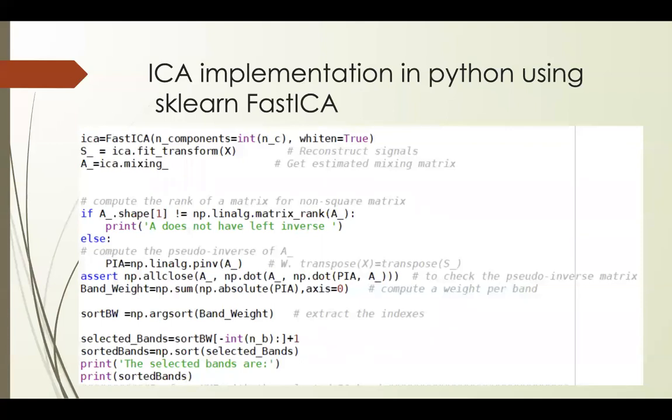So this is the implementation of ICA in Python using the sklearn toolbox. First, the signals are reconstructed, and then you get an estimated mixing matrix, and you compute the rank of the matrix, and you get the pseudo-inverse. And then the transpose of S is used to compute a weight per band, and the indices are extracted, and the selected bands are outputted by the function.